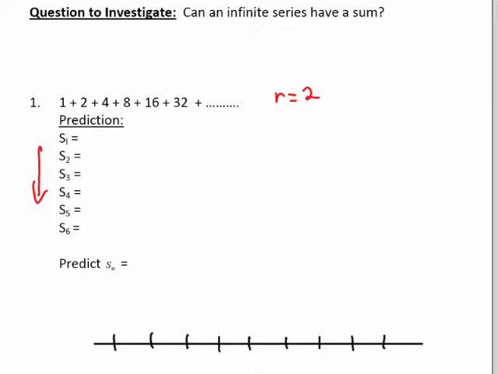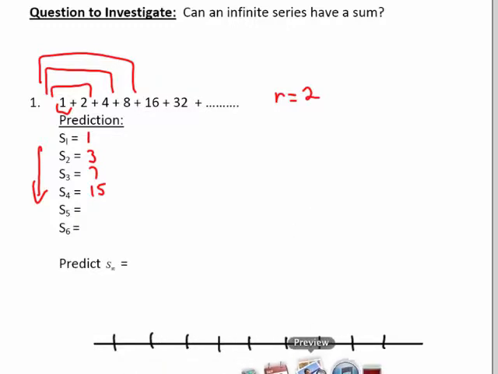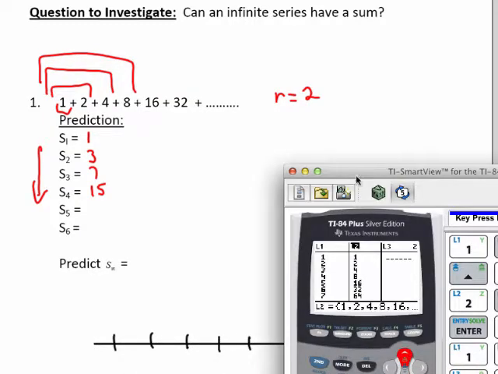So the sum of the first term is just the first term, 1. The sum of the first 2 terms would be 3. The sum of the first 3 terms would be 7. And the sum of the first 4 terms would be 15. And we can keep going. I just want to mention that you could enlist the help of your calculator with this.